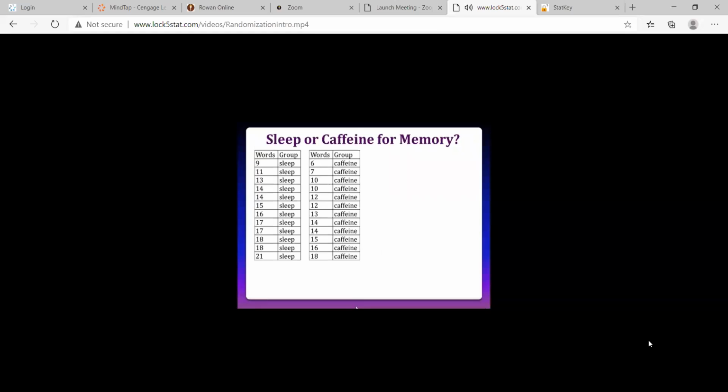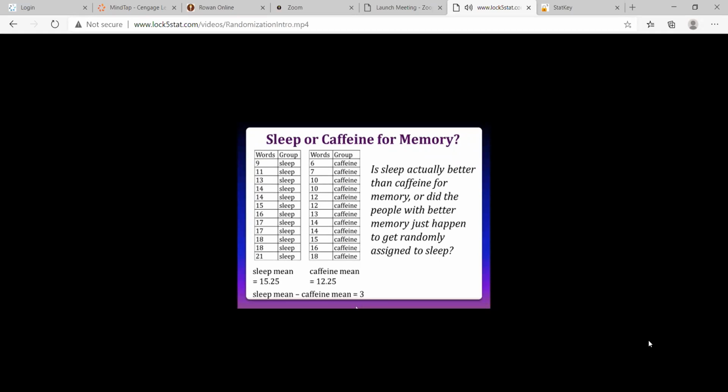All right, so here's our data. The sleep mean turns out to be 15.25. The caffeine mean turns out to be 12.25, for a difference in means of 3. Big question: is sleep actually better than caffeine for memory, or did the people with better memory just happen to get randomly assigned to sleep?